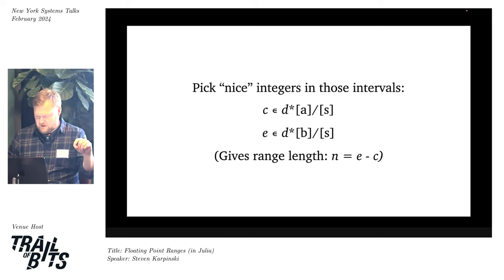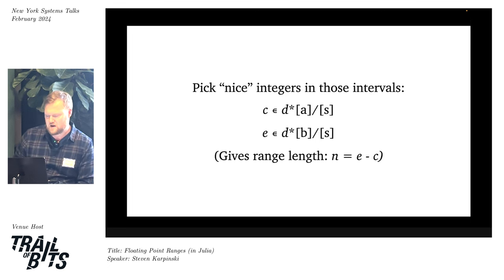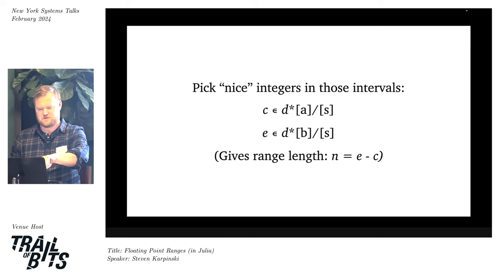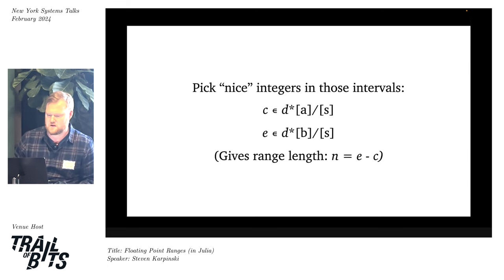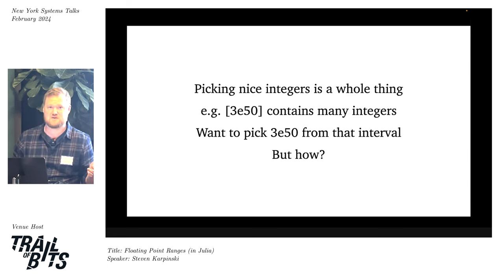three times 10 to the 50th, 50 decimal digits is way more than a float can represent, so you actually have a lot of integers in there to pick from when you're doing this. And these are integers, and they also implicitly give you the range length by telling you that n is equal to e minus c. Picking a nice integer is a whole thing. This had me stumped for a bit.